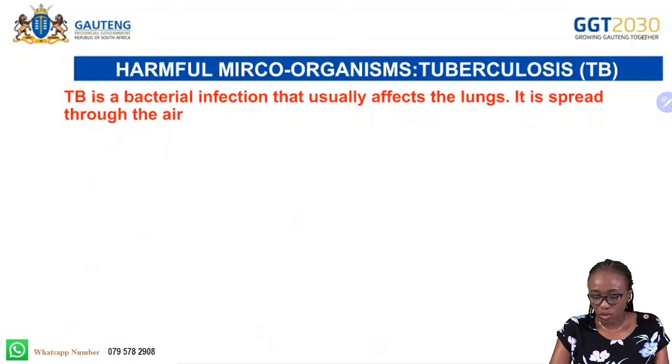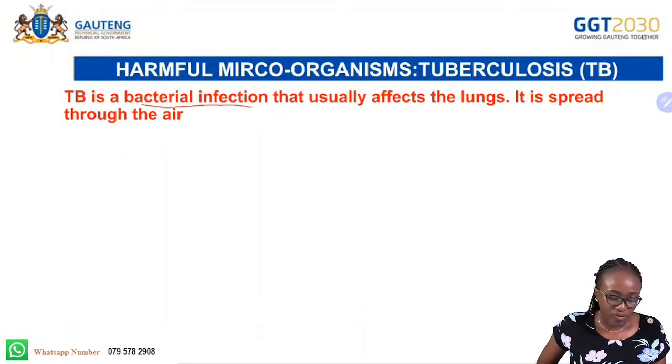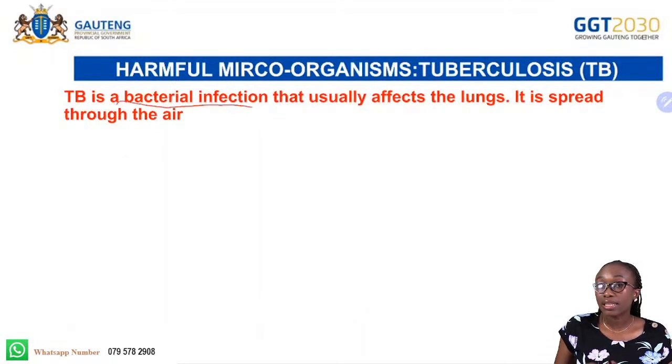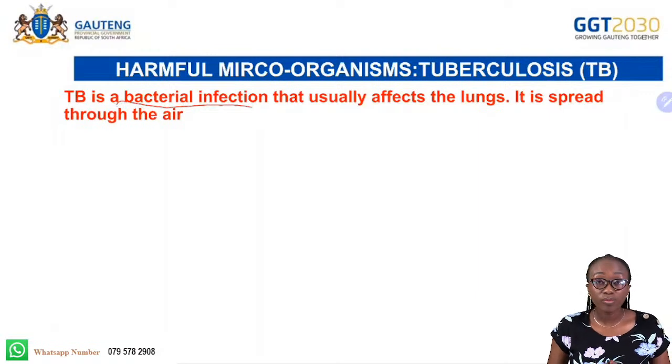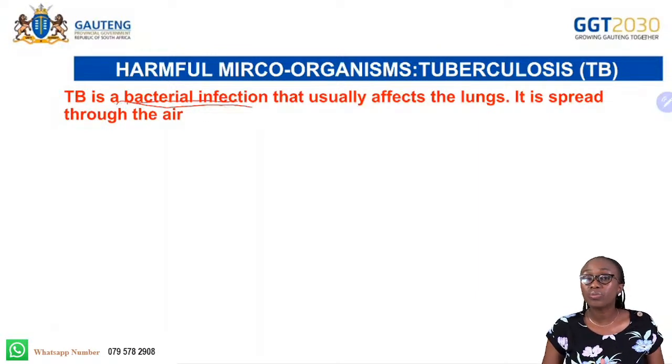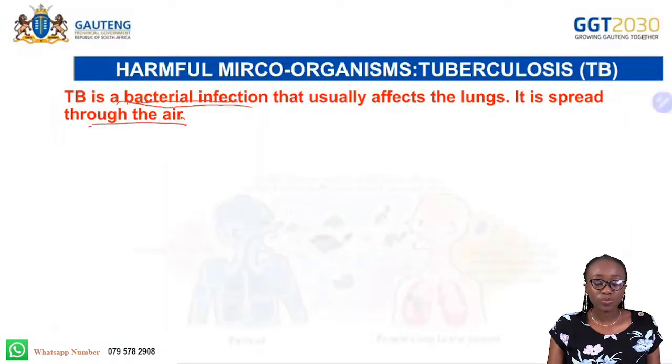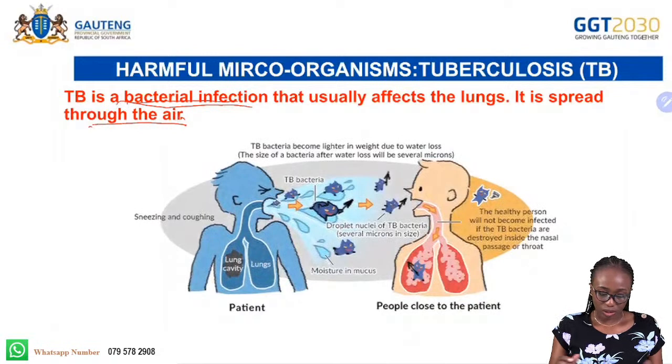It is called tuberculosis or TB. TB is caused by a bacterial infection, which means that harmful bacteria cause TB. But how does TB spread? We've spoken about how diseases spread amongst the community. It is spread through the air. TB is spread through the air. This is how TB is spread.